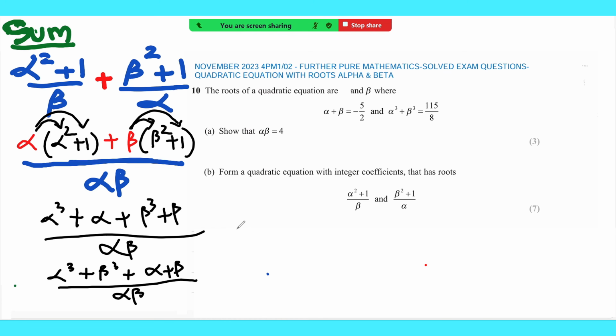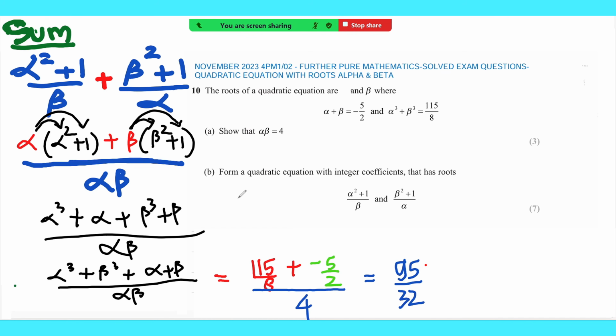So just plug in the numbers. So guys, we plug in the numbers. Alpha cube plus beta cube is 115 over 8, alpha plus beta is minus 5 over 2, and alpha times beta is 4, which we got from the previous calculation. Now we just have to count this with a calculator. Calculate, and we'll get 95 over 32. That is for the sum.